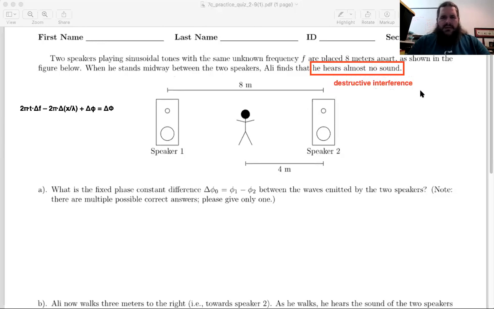And if he's standing in the exact center though, what do you know about the distances traveled by the two sound waves? Yeah, they're equal. We've got wave from speaker 1, wave from speaker 2. Right, those are traveling the same distance. In this case, they're both traveling 4 meters. So there's no difference in path length. Delta X is gonna be 0.